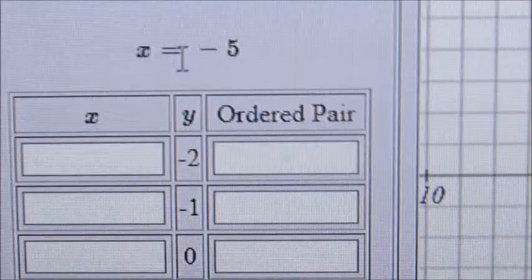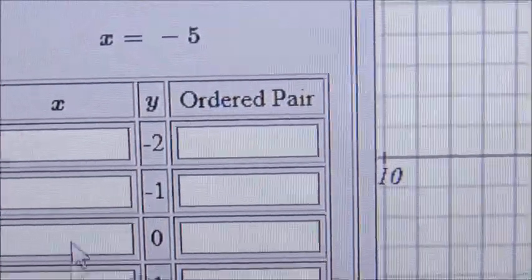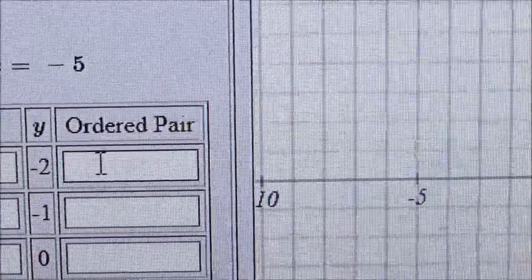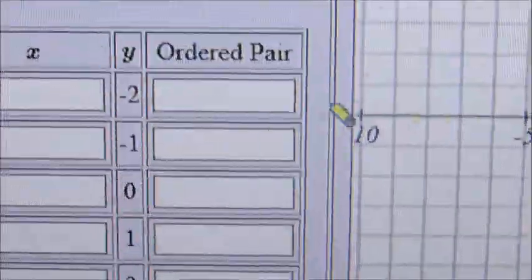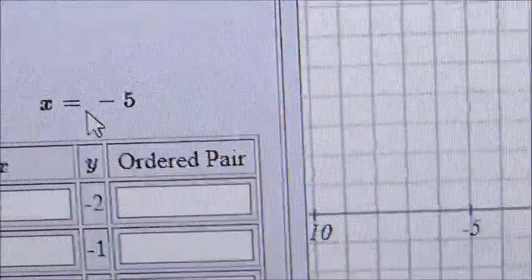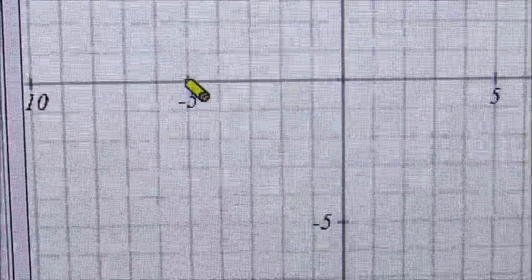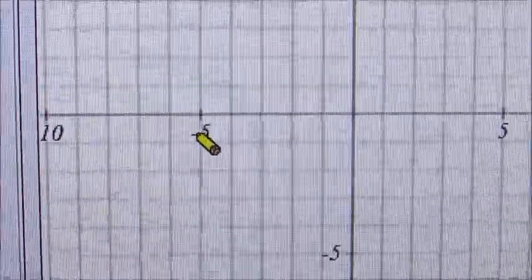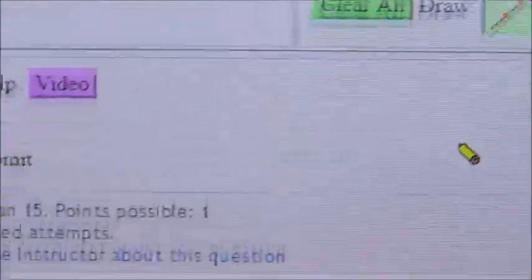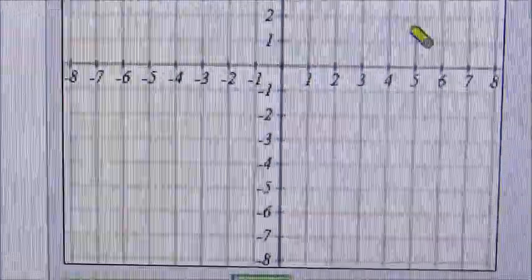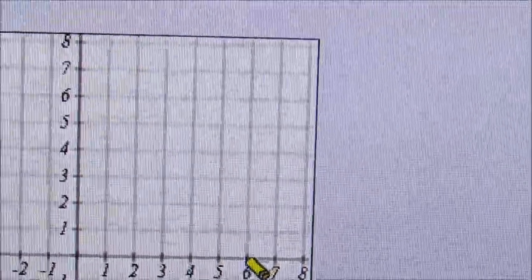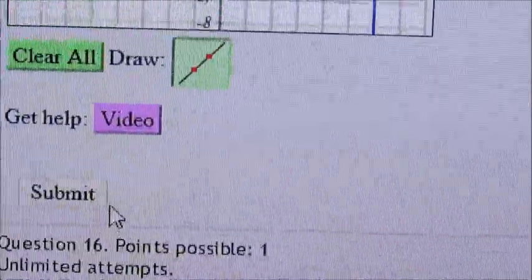However, this next one, it says x equals negative 5, and they're giving you a bunch of y's, so x is always going to equal negative 5, so all of these are going to be negative 5 comma whatever the y is. If you ever get x equals something, then it's a vertical line at x equals that number. So here, x equals negative 5, straight up and down, and that will be your graph. Same thing here, x equals 6, all you're doing is graphing it, so just pick 2 points along there and hit submit, and you have it right.